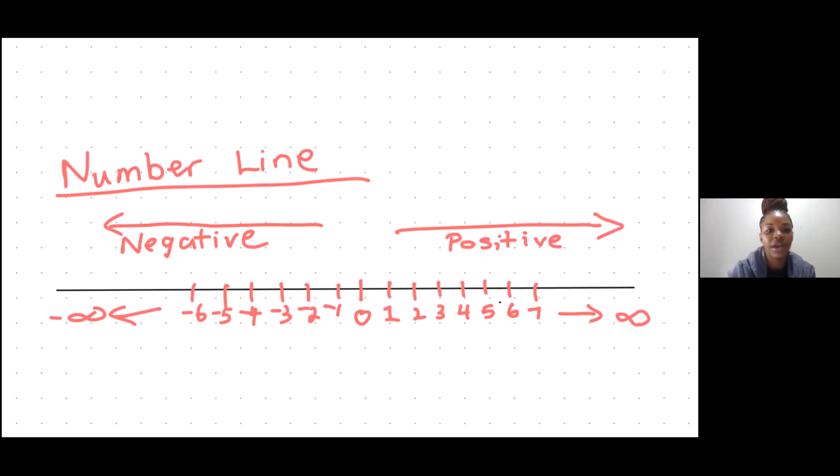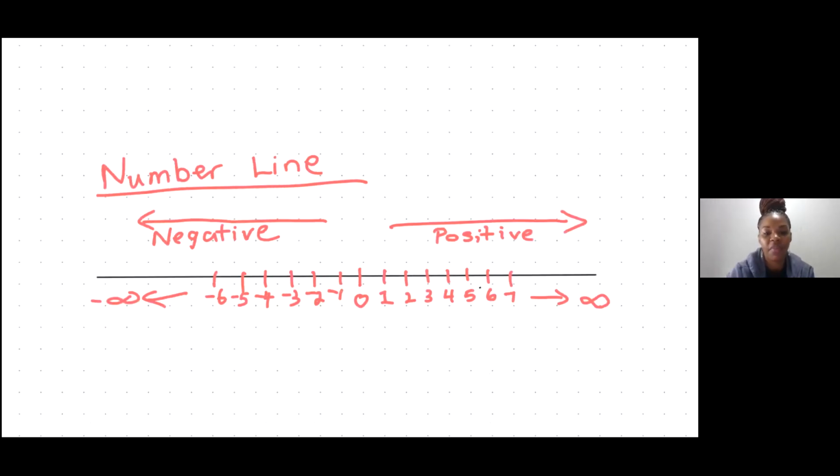Now, we are going to be introduced to something that is called a number line. A number line is a straight line, of course, with numbers on it, and the centralized number for that number line is 0. To the right of that number line, if you're looking at the screen, are positive numbers, and to the left of that number line, we have negative numbers.